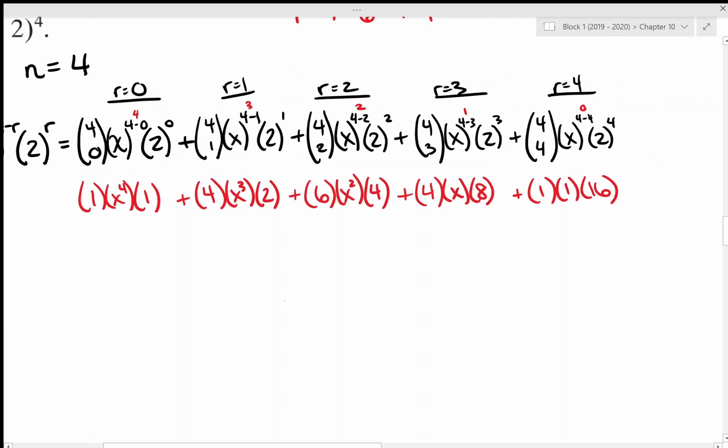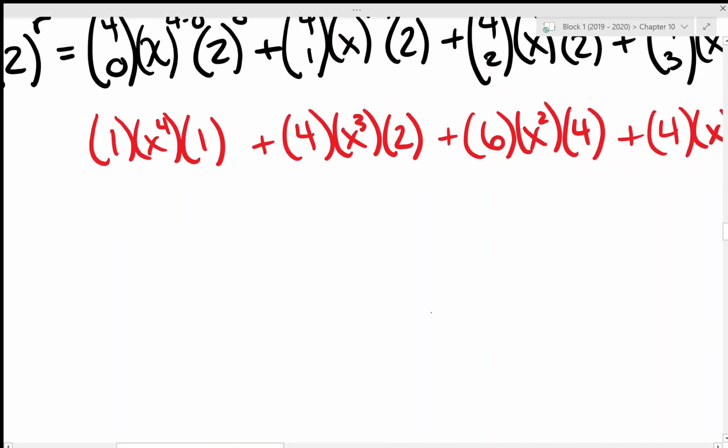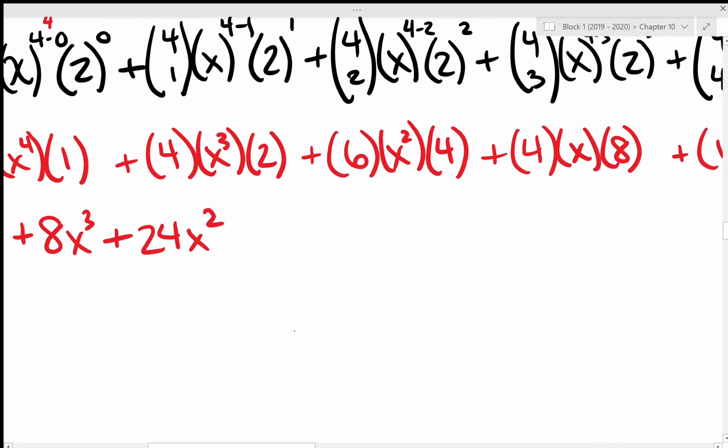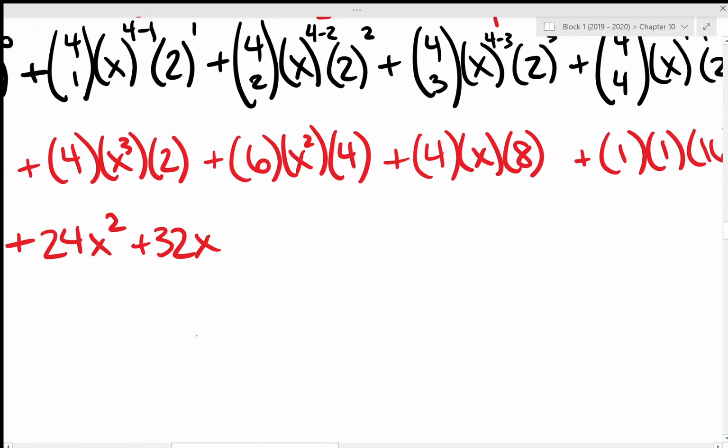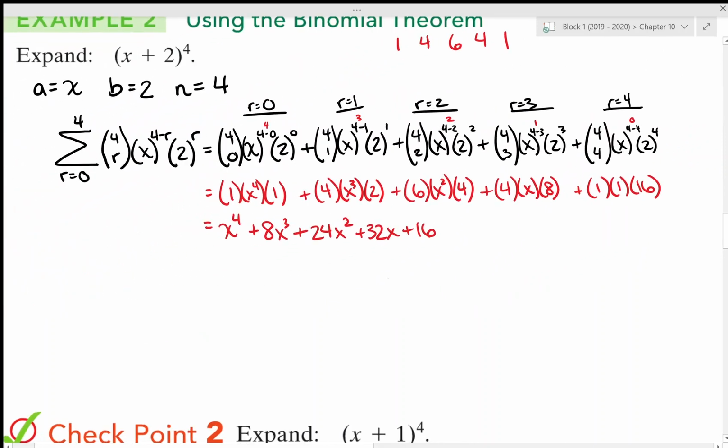Okay, now what I'm going to do is I want this to be one term. I'm going to multiply everything that I can. So 1 times x to the fourth times 1 is 1x to the fourth, right? Plus 4 times 2 is 8, x to the third. Plus 6 times 4 is 24, x squared. 4 times 8 is 32, x. Then 1 times 1 times 16 is 16. So this is what x plus 2 to the fourth power is.